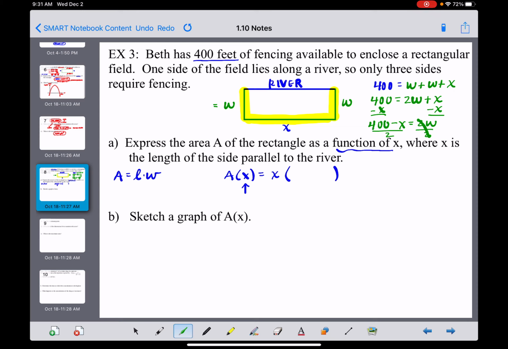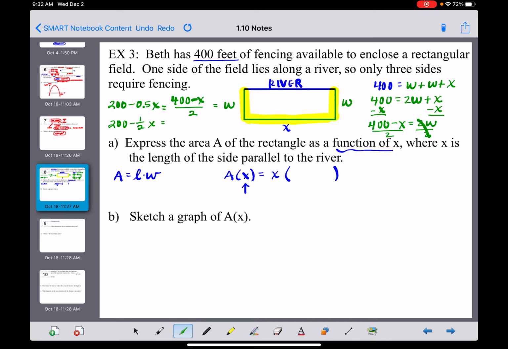So when I do that, you have a couple options, okay? You can say it's (400 minus x) divided by 2, because that's what it is, or you can divide those. 400 divided by 2 is 200, minus you have a 1 divided by 2, which is 0.5 or 1/2 x. So you could do it either way. Okay, all of those would be equal. So you can use any of those.